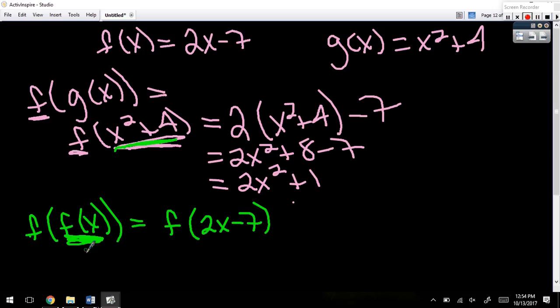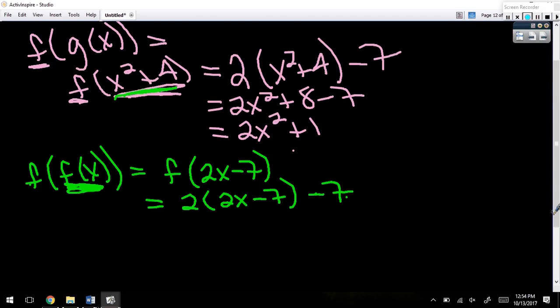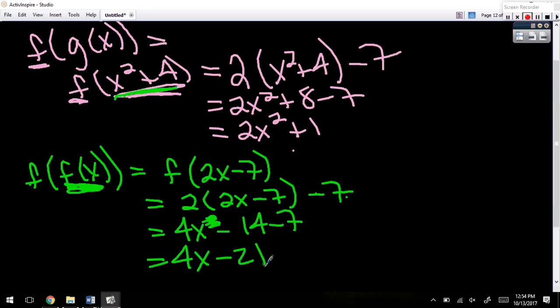Exactly. It's still 2x minus 7, but the x is replaced with 2x minus 7. It's going to be 4x minus 14, minus 7, which is 4x minus 21. And then you write that down.